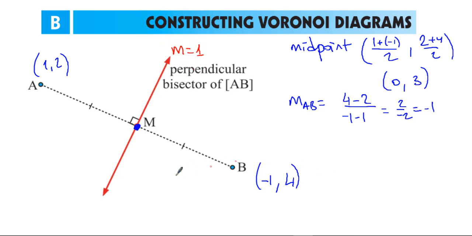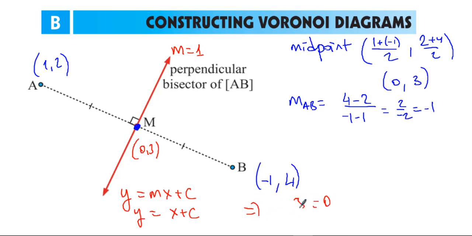So the equation of this line will be, as we know, y equals mx plus c, so it's actually y equals x plus c. How to find c? We know it passes through the point (0, 3). If we put in x equals 0 and y equals 3, we get 3 equals 0 plus c, so c will be 3. So the equation of this perpendicular line is y equals x plus 3. So we find the midpoint and draw a line perpendicular to the gradient of AB.